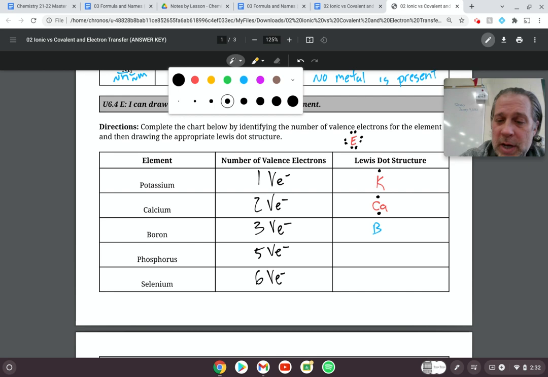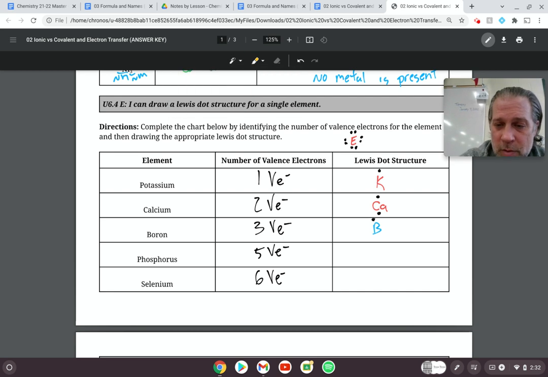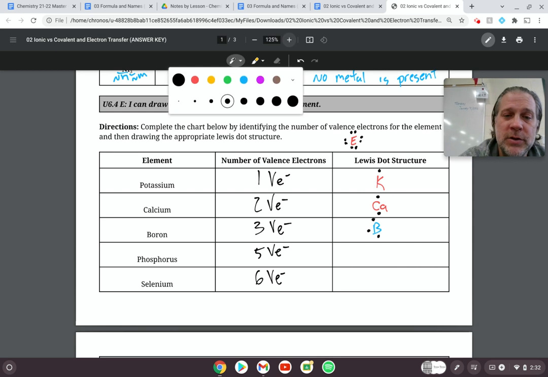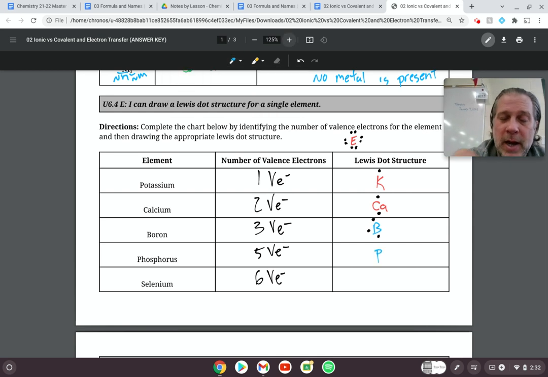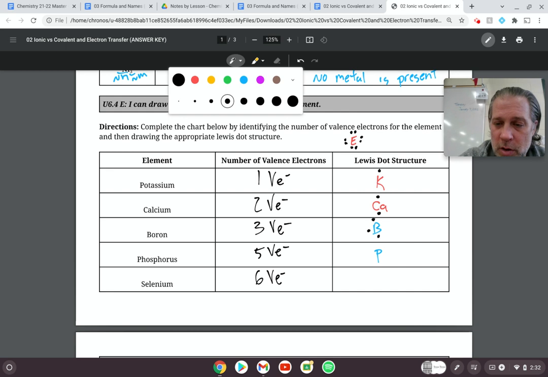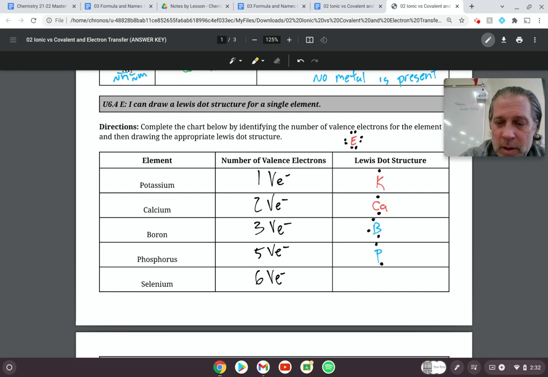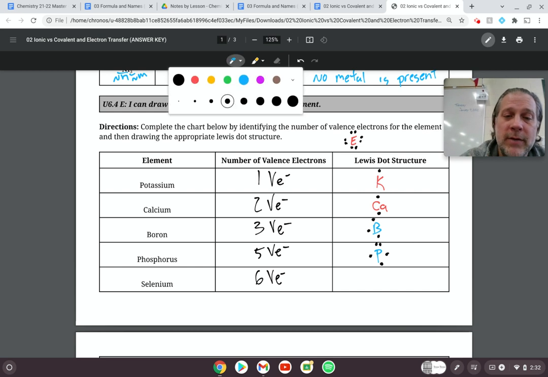And boron has three valence electrons: top, bottom, and then I'm going to go to the left. Phosphorus is also a nonmetal, and it has five valence electrons, so it's going to go top, bottom, left, right, and then I'm going to double it up. Now the trick here is that you don't double up electrons until you have one on each side of the symbol.